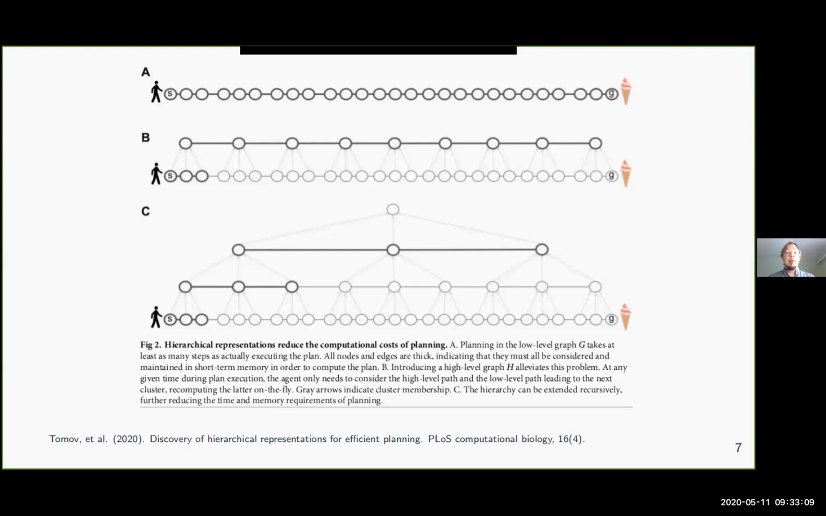Illustrated here in the top pane A is a so-called flat planning graph, where the agent needs to plan each step from the starting point to the goal point of getting an ice cream. Now, especially in humans where working memory capacity is very limited, you can imagine that in real world tasks, these state spaces get really big, really fast. We have a lot of different actions that we can take in each state. Planning through this flat graph is very, very difficult.